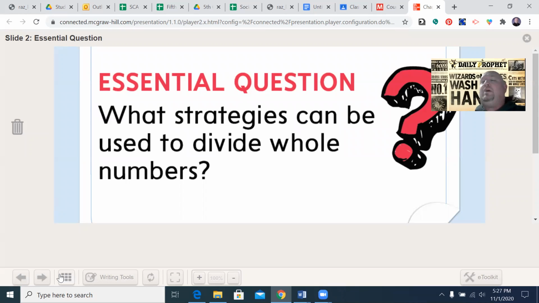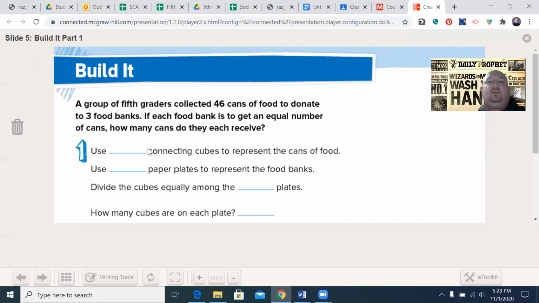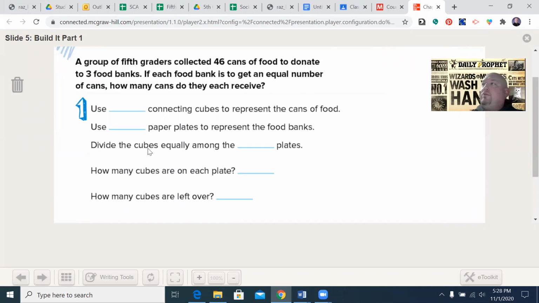You could take a piece of paper and cut it in little pieces. If you have a bunch of coins lying around, use the coins. The value won't matter. So let us begin with the build it section. And if you're still like, Mr., I need the supplies, hit pause and then come back when you're ready.